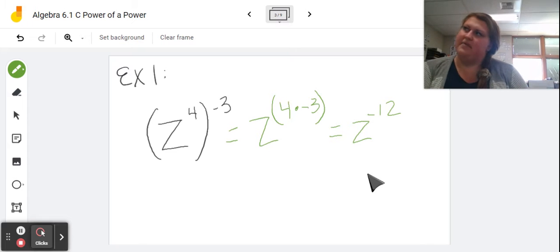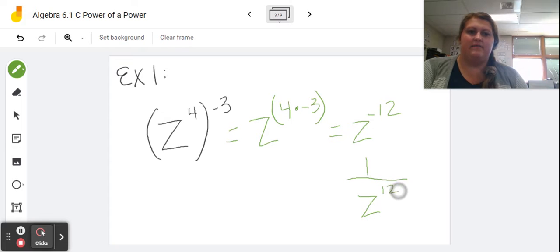But I don't stop there because I can't have a negative exponent. So in order to flip it, I just write it as a fraction with 1 on top and take out the negative sign and rewrite z to the 12th below.